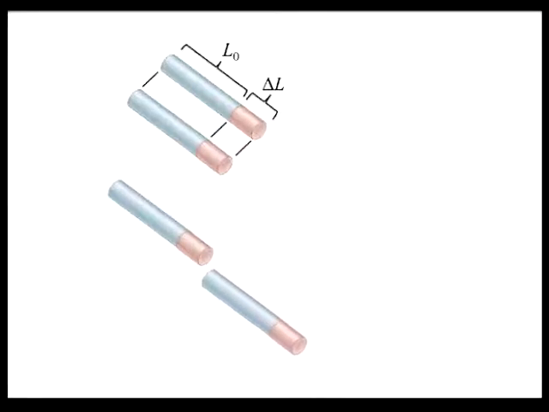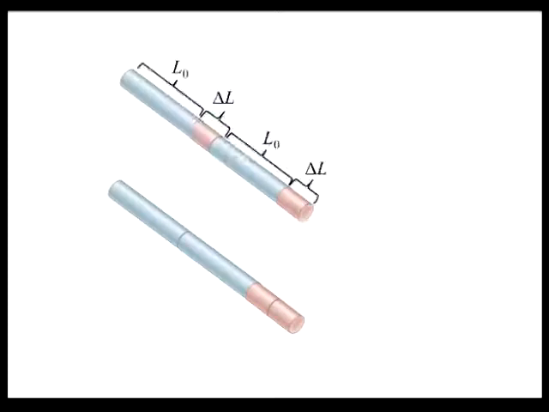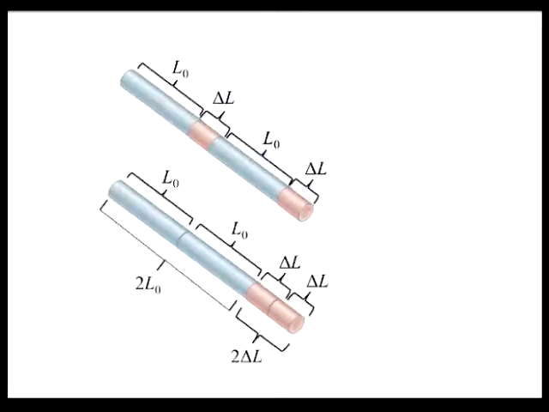The two heated rods can be combined into a single rod, for which the total expansion is the sum of the expansions of each part, namely delta L plus delta L, which is equal to 2 delta L. Rearranging the pieces, we can clearly see that the amount of expansion doubles if the rod is twice as long to begin with. In other words, the change in length is directly proportional to the original length, L0.